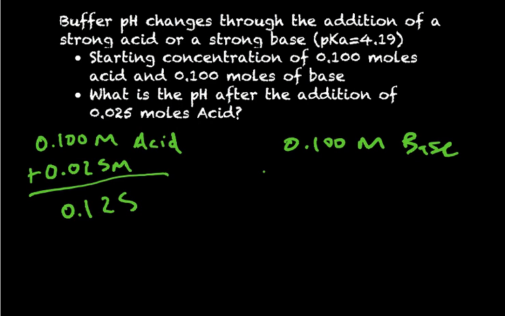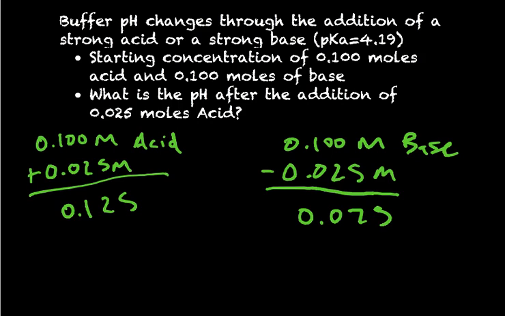Now, since we're adding an acid, the base we need to take away from. So we subtract 0.025 moles, which gives us a new amount of base being 0.075. There. Okay.